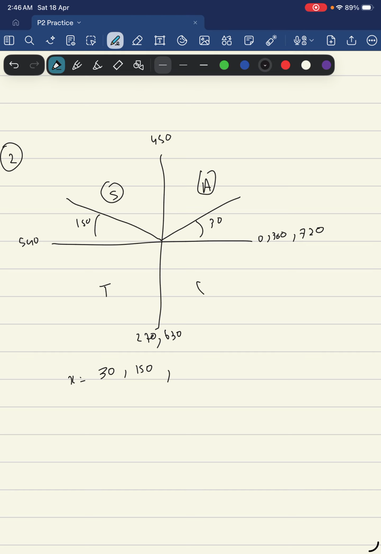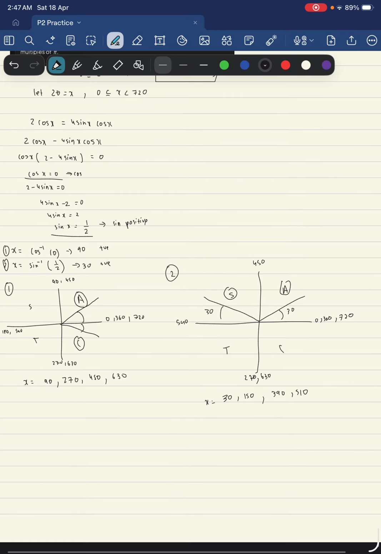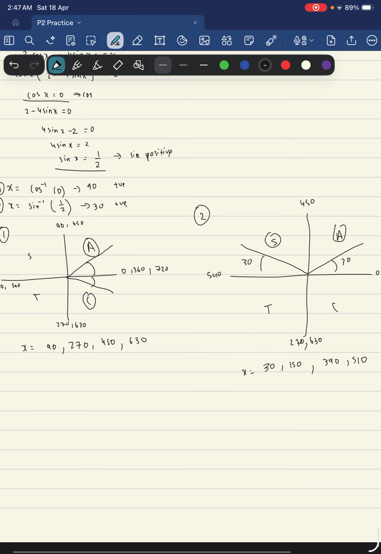Second round we do 360 plus 30, 390, then 540 minus 150, 390. Oh, it's overlapping. That shouldn't be possible. Oh right, this would be 30, that's why. So we would do 360 plus 30 and 540 minus 30, which is 510, and that's all. But we're not done yet. Since 2 theta is equal to x, we have to divide each value by 2.